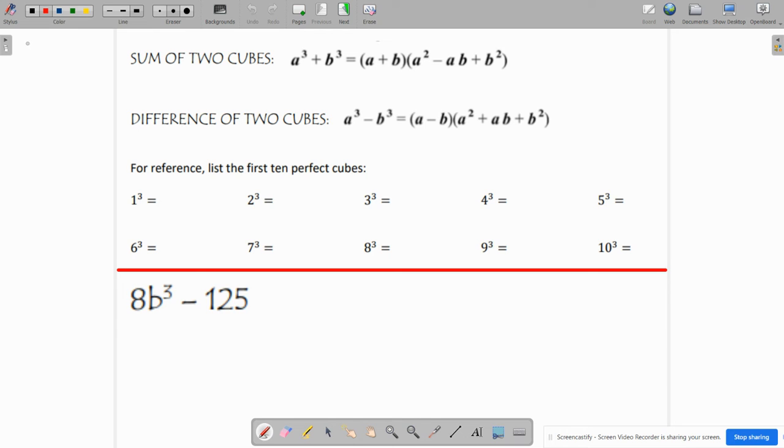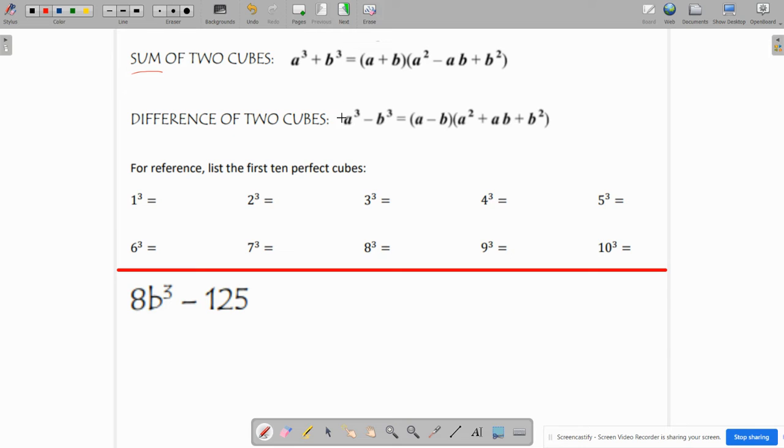In this video, I'm going to show you how to factor the sum and difference of two cubes. As you know, the word sum means addition. So when we say the sum of two cubes, we're talking about the addition of two terms that are cubes. And difference means subtraction. So this is the difference of two different cubed numbers or expressions.